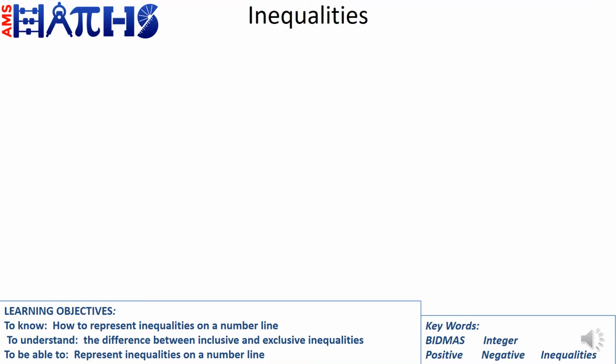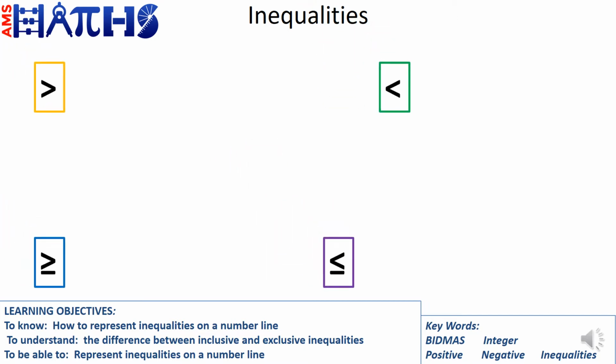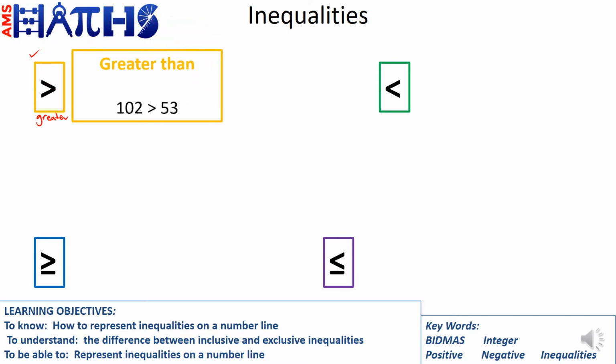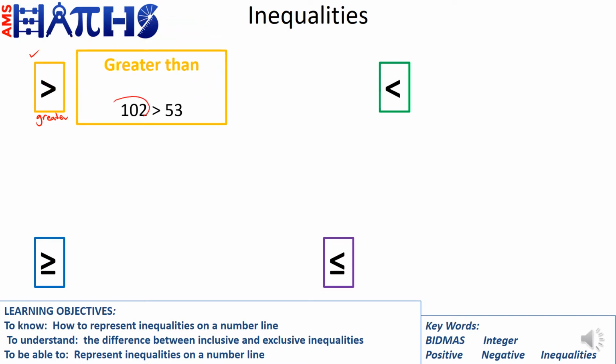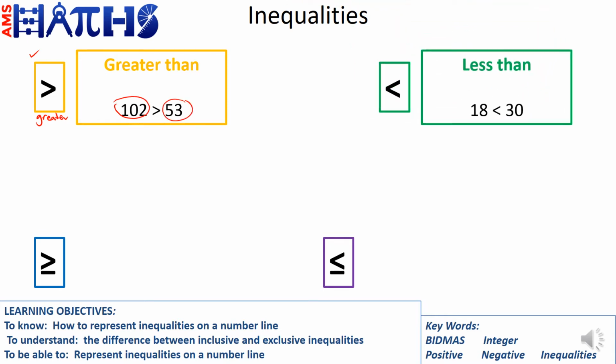Our inequalities symbols. Okay, so we have in our yellow box, we read from left to right, so we'll have the greater than, because we're reading from the left, so the bigger number will be on the left to face where the open part of the symbol is. So greater than: 102 is greater than 53. Then our less than, because we read from left to right, so the smaller one will be facing the pointy bit of the sign, so 18 is less than 30.